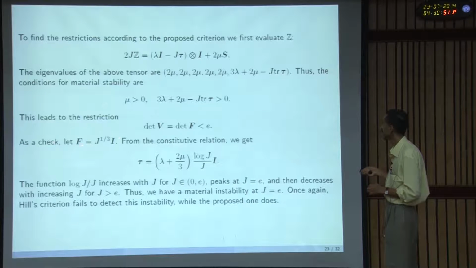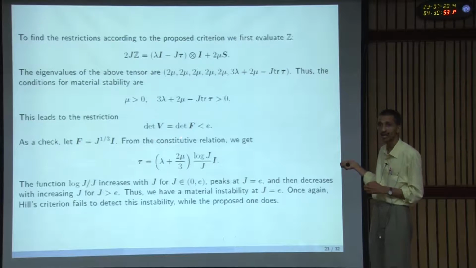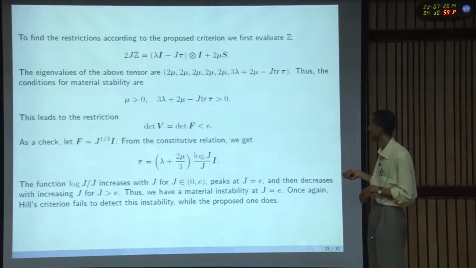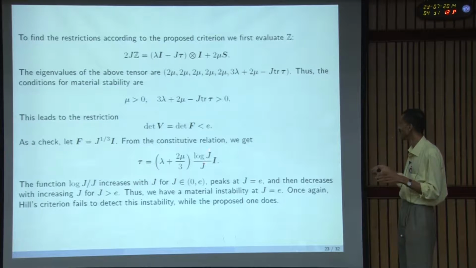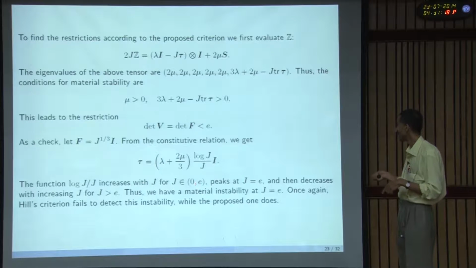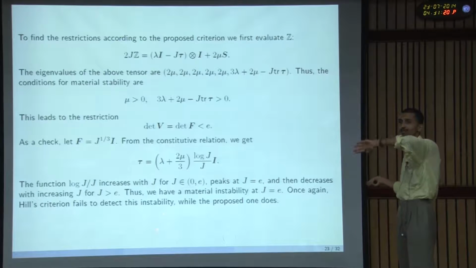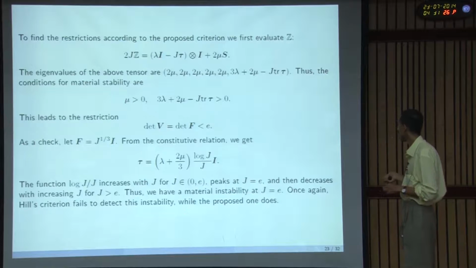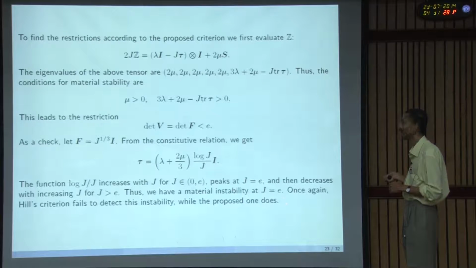So as a check, let us now check whether this criterion is predicting it correctly. You take F to be an equi-triaxial extension of this particular form, and then from the constitutive relation you can get this, and now you can see this term is positive. Then we just have to examine this term. It increases with J, as a function of J it increases. Again it peaks at E, and then it decreases, very analogous to the Saint Venant-Kirchhoff model. So that means, again, we have a material instability at J equal to E.